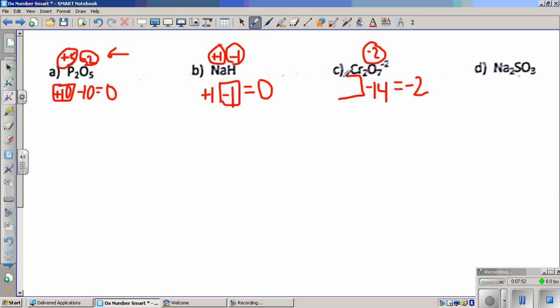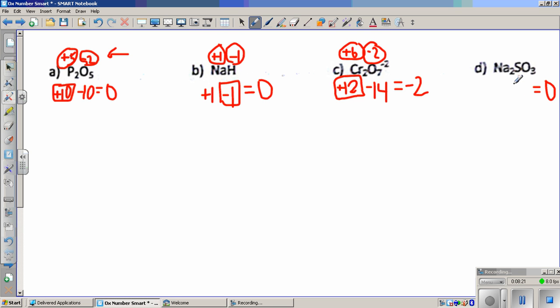So over here, inside that box, something has to add to -14 to give me -2. So that would have to be a +12. And it's 2 chromiums who are sharing that +12. So therefore each chromium would be a +6. So chromium would be a +6. For D, we have a total overall charge of 0, because there's no charge in the upper corner here.